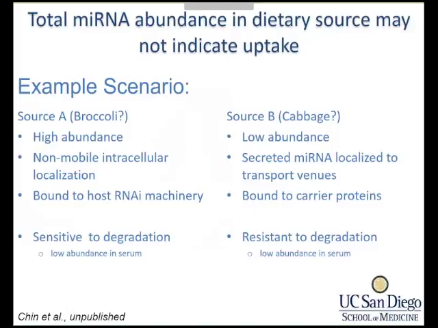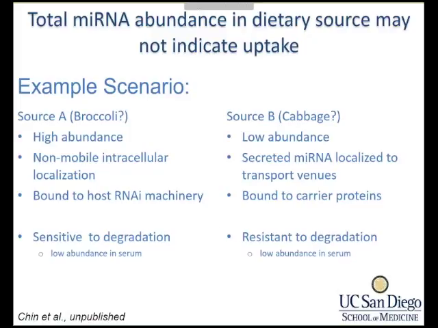In one plant, the microRNA, say miR-159, could exist in high abundance. However, the microRNA may have a specific localization inside of the plant. For example, in this case, if the abundance is high, but the microRNA is restricted to a highly non-mobile intracellular localization in the plant, this may also limit its uptake by the GI tract and its further processing and secretion by intestinal cells and its presence in mammalian serum.